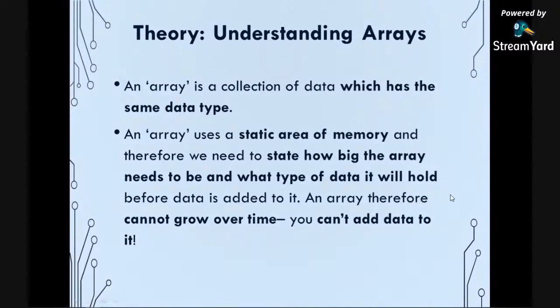So a Boolean value will always hold either a 1 or a 0. That's really easy to store in RAM. Whereas a string, it could hold lots of letters, lots of characters in it. So that's why in arrays in other programming languages other than Python, say for example Java, okay, the array needs to be declared and you need to tell it what type of data it will hold before you add data to it. So it can't grow over time. You can't add data to your array, okay?